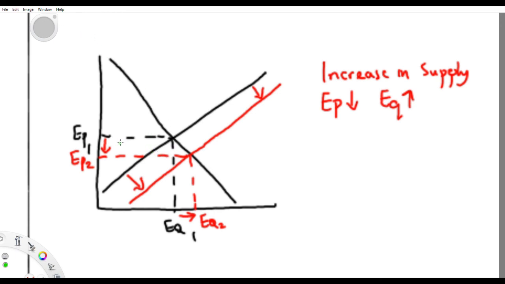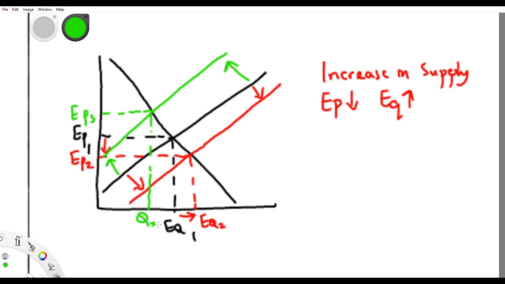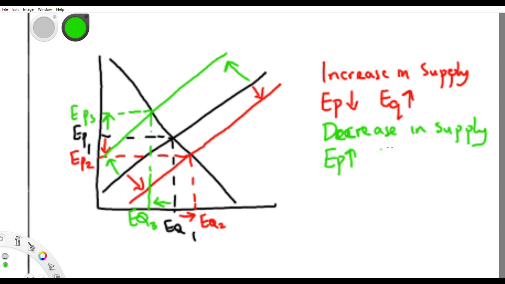Okay, now let's see what happens if there is a decrease in supply. Now if the supply goes this way, as there's a decrease, it goes left. What happens to equilibrium price and what happens to equilibrium quantity? You see that equilibrium price increases and equilibrium quantity reduces. So a decrease in supply leads to equilibrium price increasing, equilibrium quantity reducing.